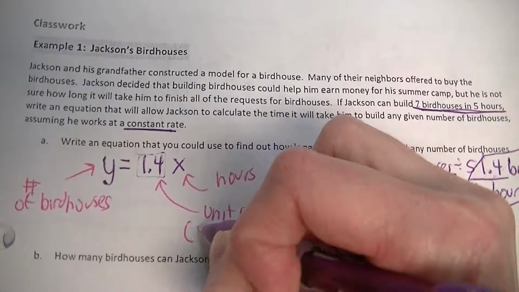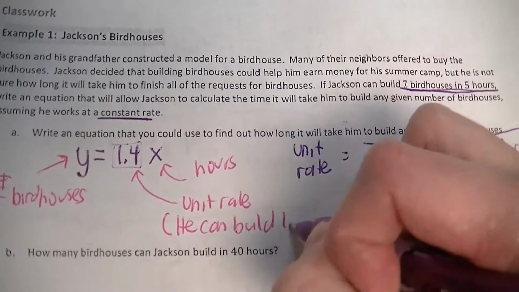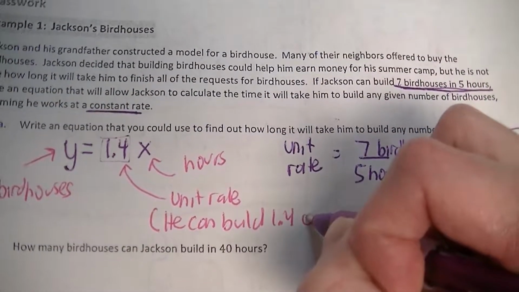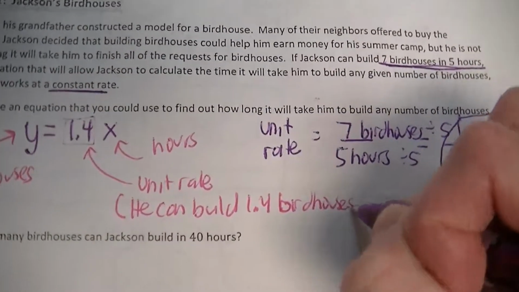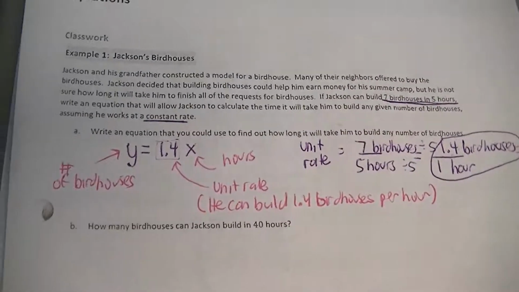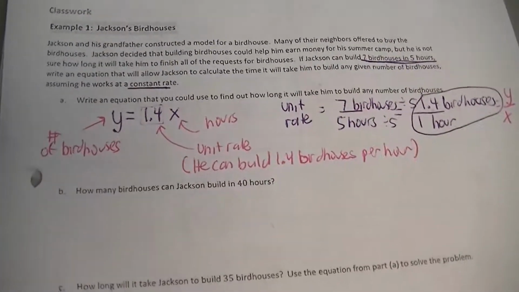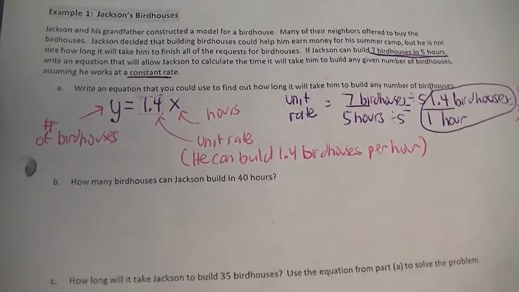And what that means is he can build 1 4/10 of a birdhouse, or birdhouses, per hour. Okay? Now the next problem asks, how many birdhouses can Jackson build in 40 hours?